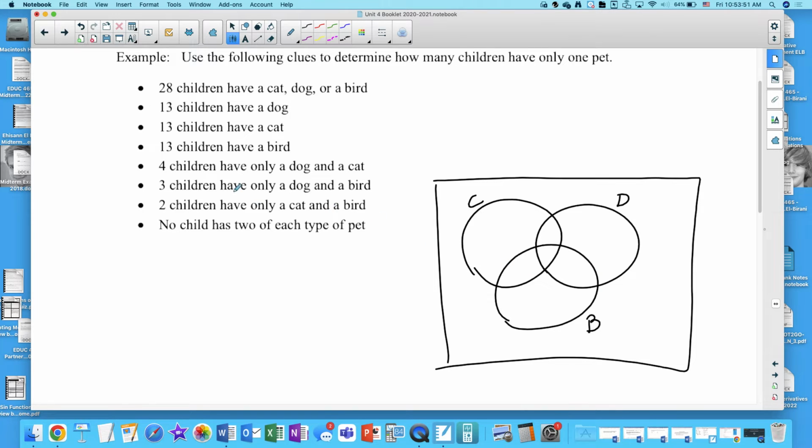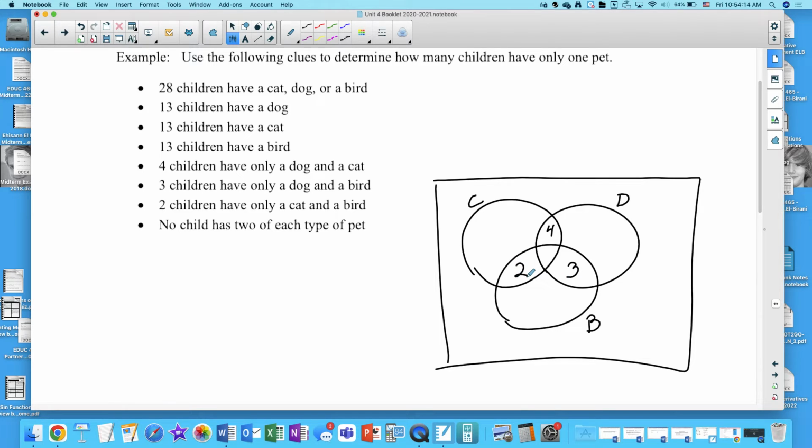Yes. So 4 have only dog and cat. So that's this over here. Okay? What else? 3 only have a dog and a bird. Yes, that's here. That's 3. Anything else? Only cat and bird. Only cat and bird is 2.